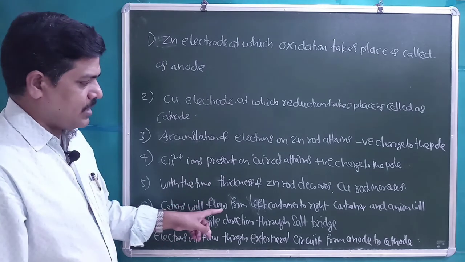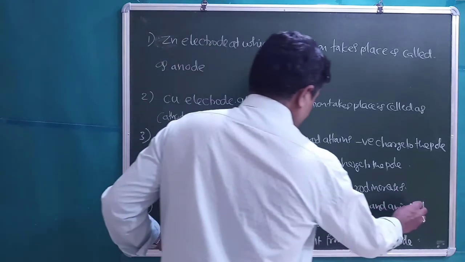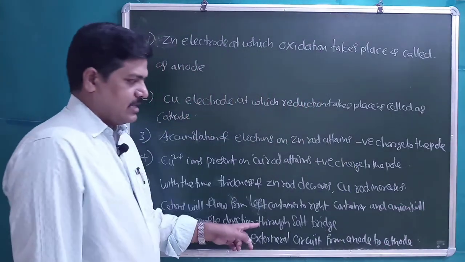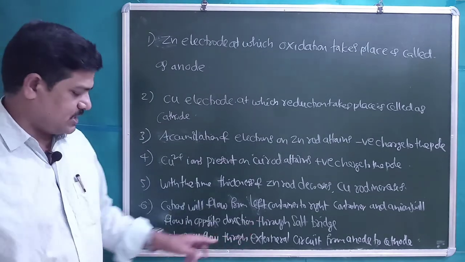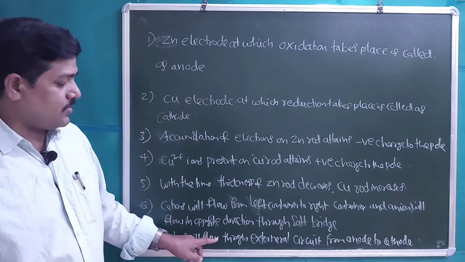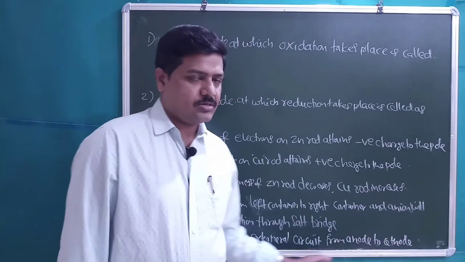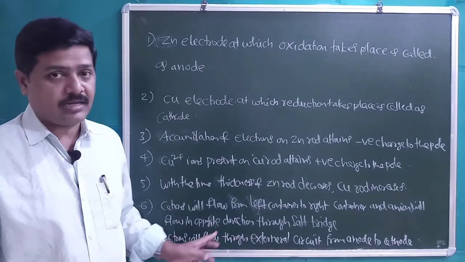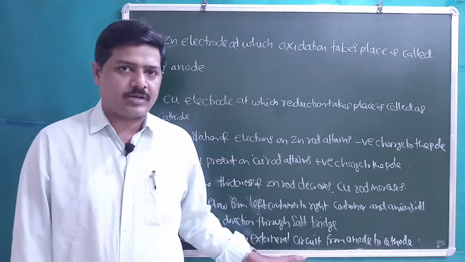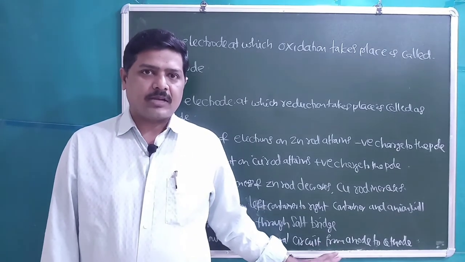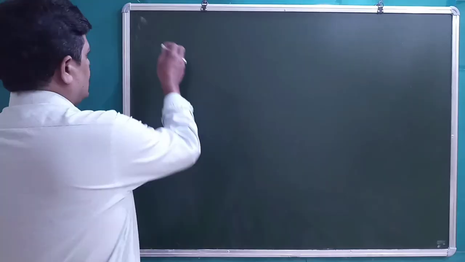Cations will flow from left container to right container, and anions will flow in the opposite direction, that is from the right side container to the left side container, through the salt bridge. Electrons will flow through the external circuit from anode to cathode. Students, one more observation is there, and we will discuss the importance of the salt bridge in the electrochemical cell and the representation of the electrochemical cell, or the cell notation.